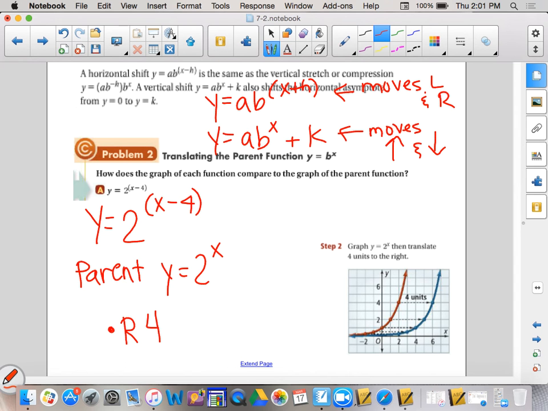What if it would have been 2 raised to the x plus 3? What would it have done then? It would have gone left 3 units. What would it have been if it would have been y equals 2 raised to the x minus 6? Right 6 units.